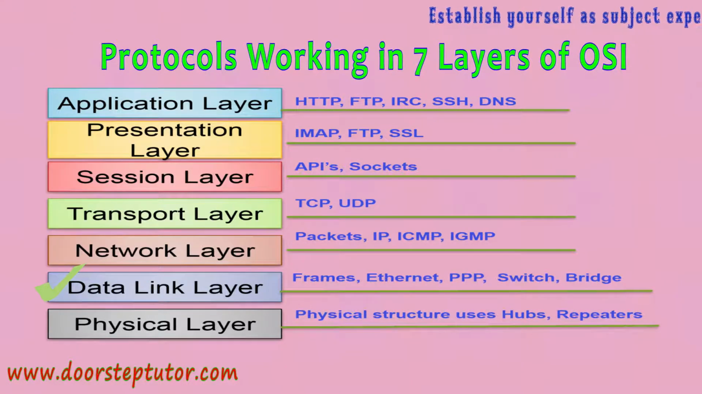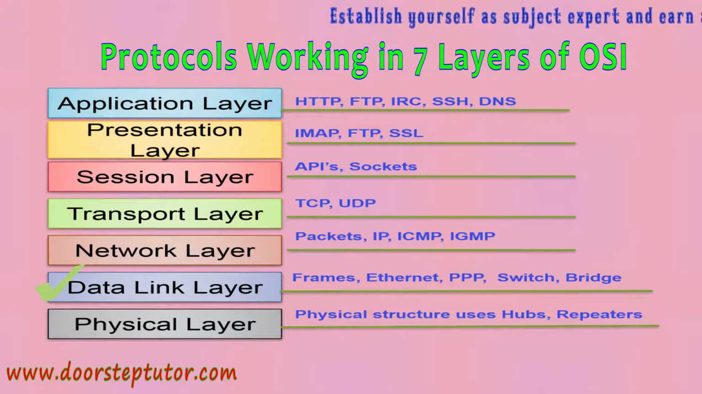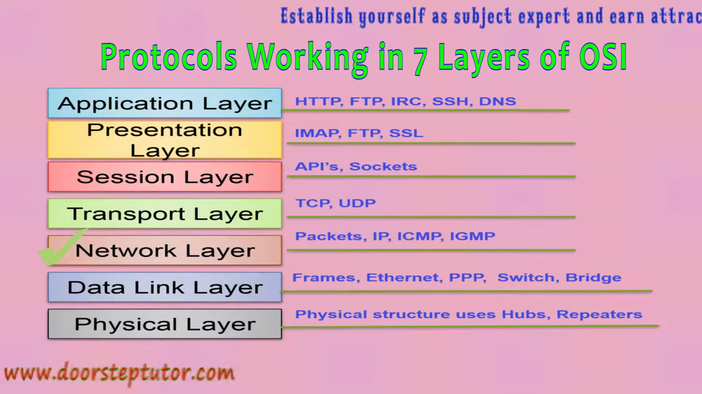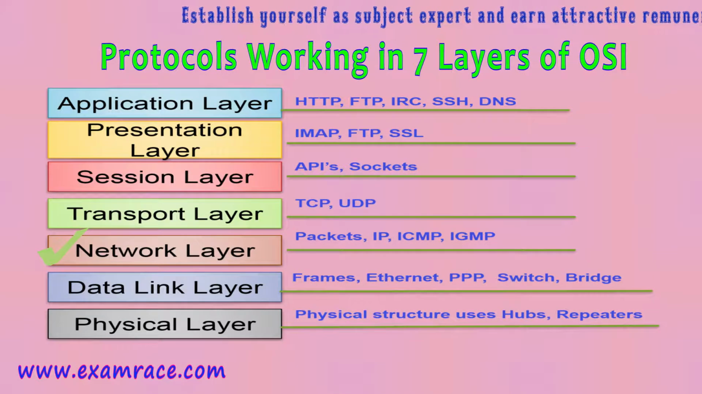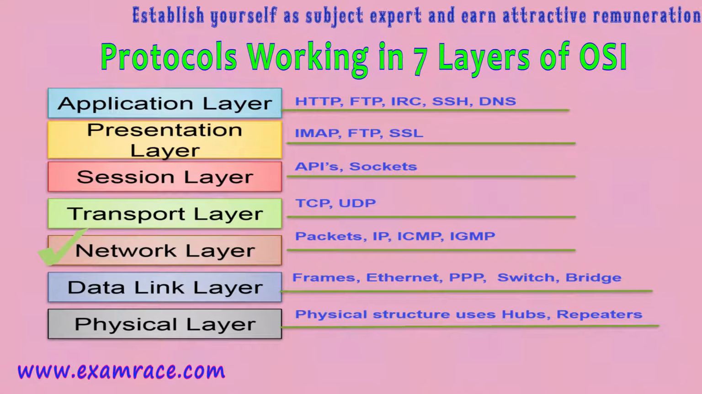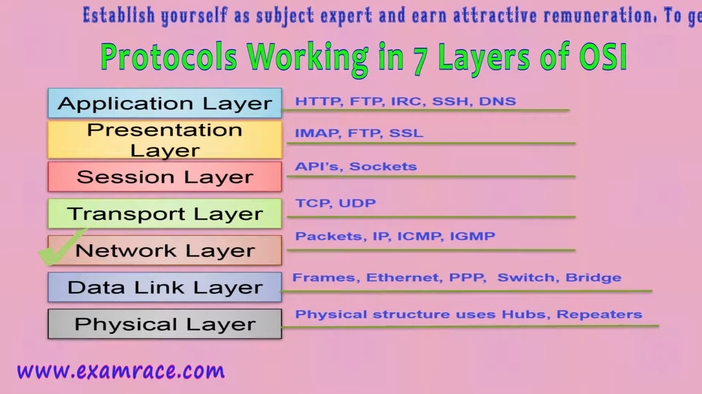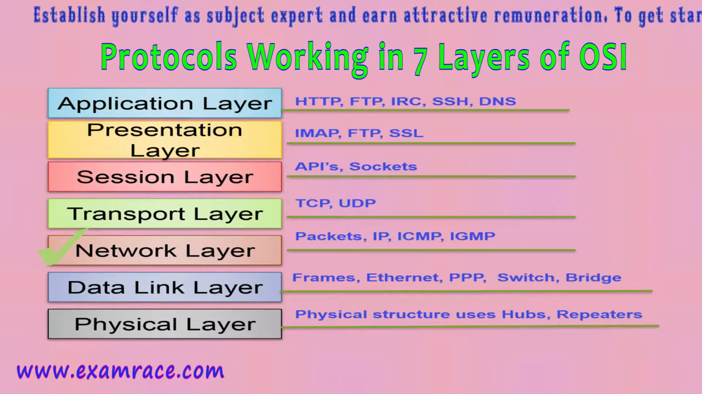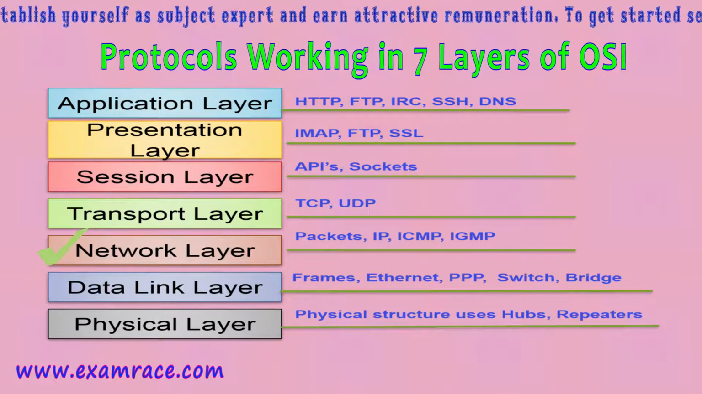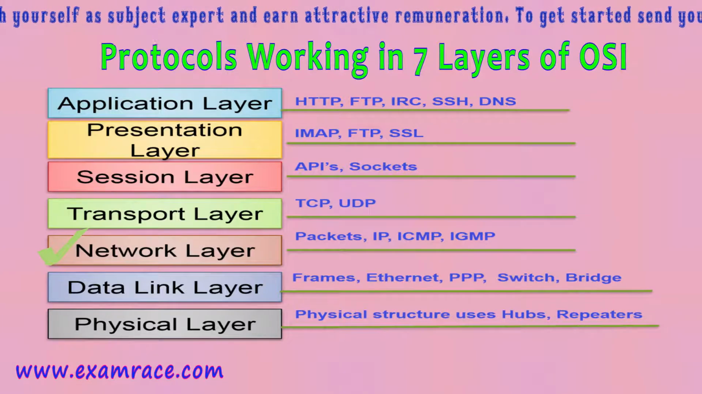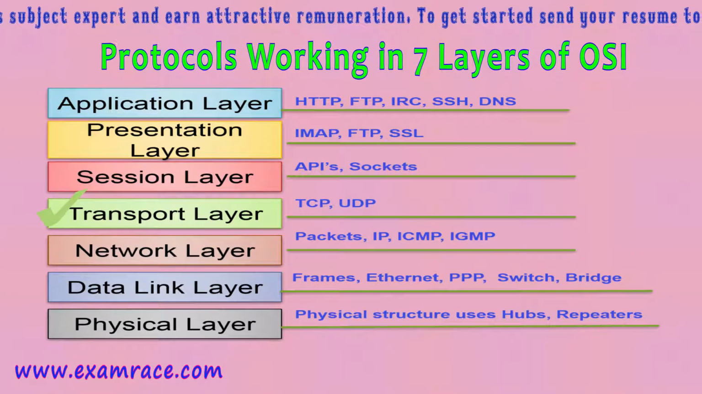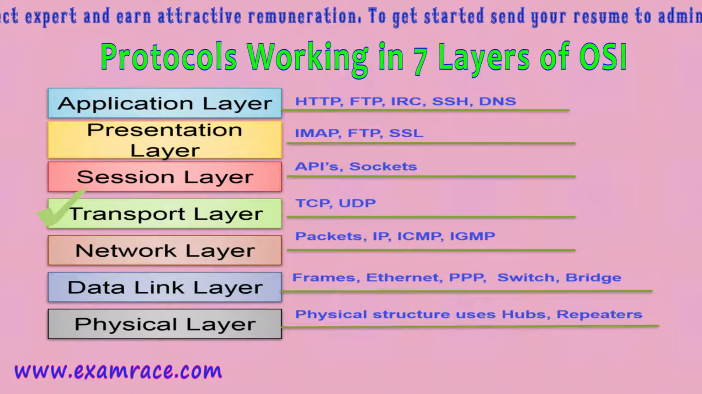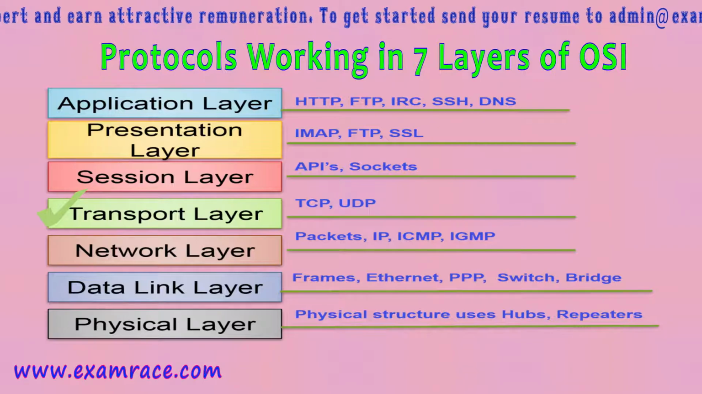So for the time being, we are working on the different protocols on these layers. The third is the network layer. What will happen in the network layer? The frames which work in the data link layer will get converted into packets, and other protocols that work are IP, the Internet Protocol, then the Internet Control Message Protocol, then IGMP also. Then after that, we come to the transport layer. What are the different protocols? That is TCP and UDP.